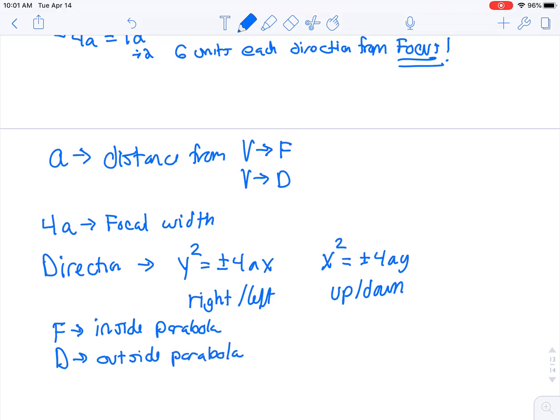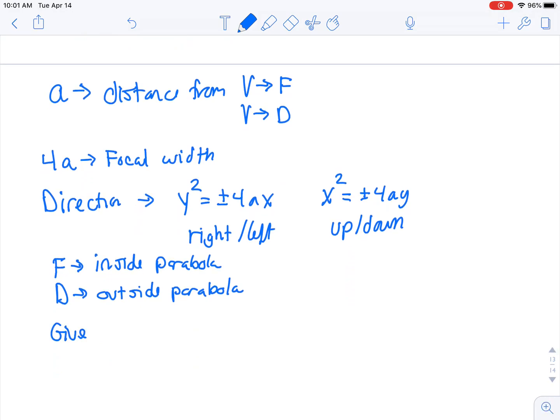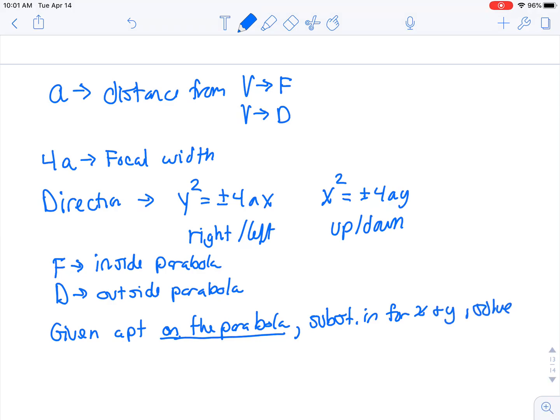And then the last detail I wanted to remind you of is if you are given a point on the parabola itself, remember, the focus is not on the parabola. It's inside the parabola. But if you're given a point on the parabola, you can use that point and substitute in for x and y and then solve for your a value. And again, once you know your a value, then you can use that value to plot your focus and your directrix. You can use it for your focal width. So that a value is key.